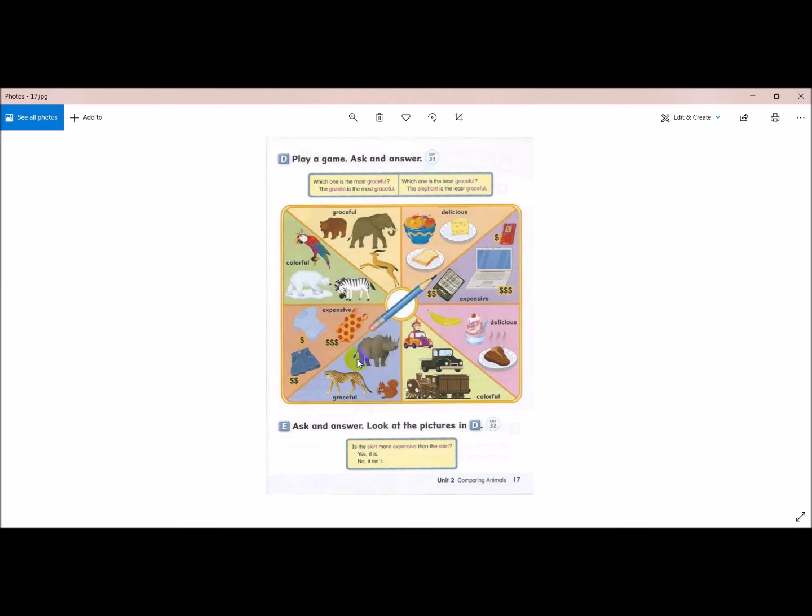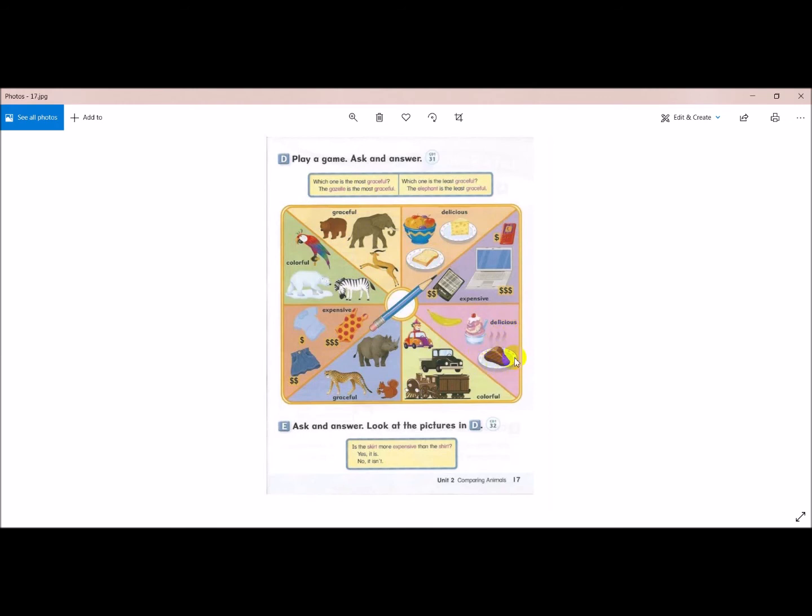Okay, now you look at this one. We move to the question. Another comparative. Here we have delicious. We have here banana, ice cream, and also steak. Among three of them, we are going to ask which one is the most delicious?